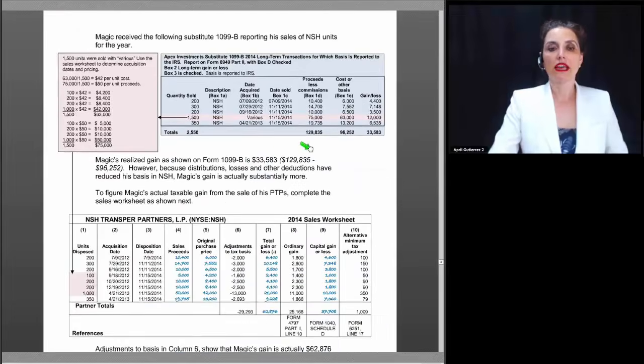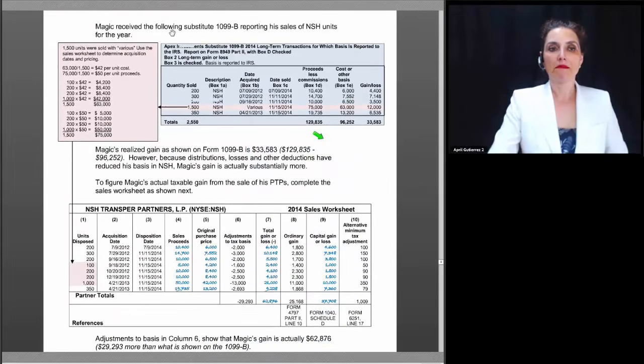So let's go look now at the 1099-B. Magic received this 1099-B right here in the substitute format. It's showing the sales of the units, 200, 300, 200, 1,500, and 350. And you know what? Those are not really a match to the sales amounts shown on the sales worksheet. And the reason is that these sales of 100, 200, 200, and 1,000 shares have all been lumped together on the 1099-B.